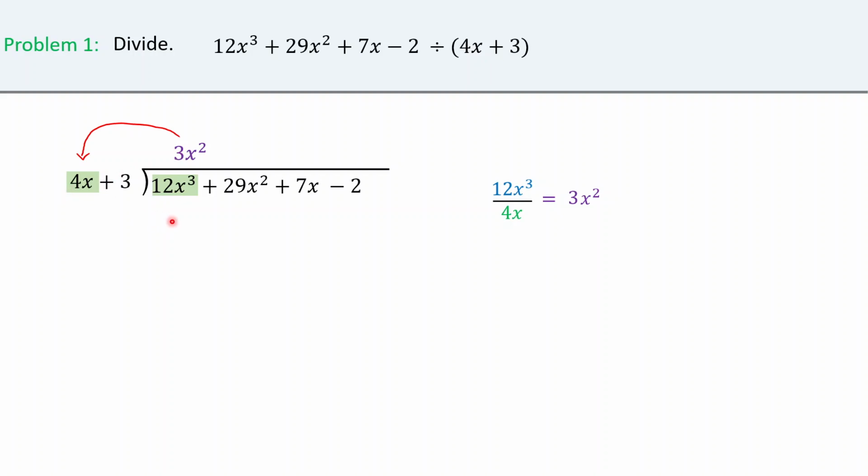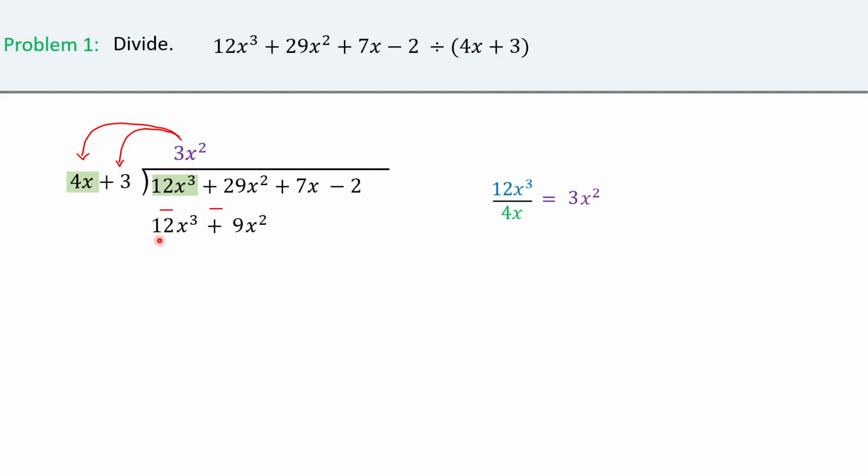3 times 4 is 12. X squared times x is x cubed. Next multiply 3x squared and 3. 3 times 3 is 9, plus 9 times x squared. Next you need to subtract this from this. To subtract, you change the sign of these terms and add. This is positive, so change this to negative. This is also positive, change this to negative.